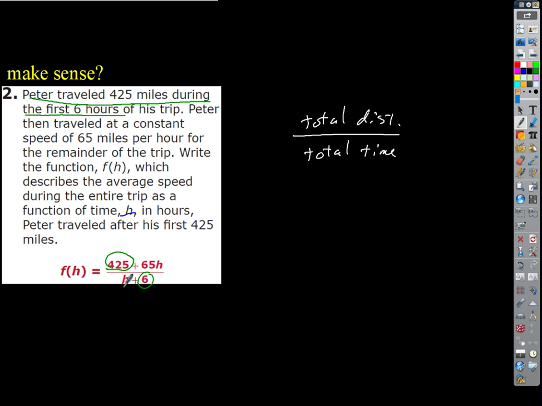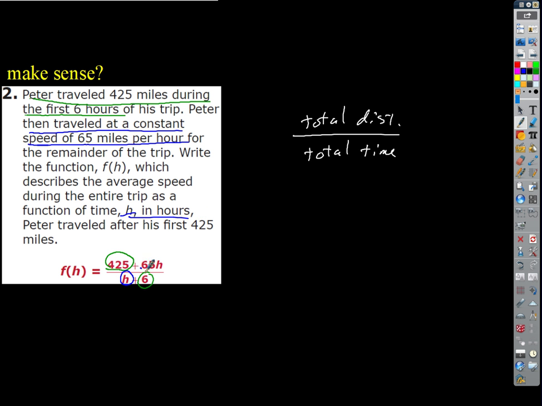So for the second part of the trip, there's the rest of the total time: 6 hours for the first part of the trip, h hours for the second part of the trip. How far did he go the second part of the trip? If he's traveling at a constant speed of 65 miles per hour for h hours, how far did he travel? 65 miles per hour times h hours means you go 65 times h, right? Make sense?